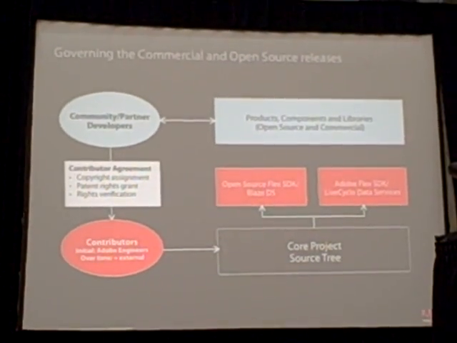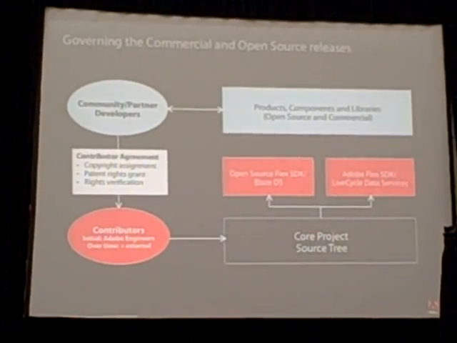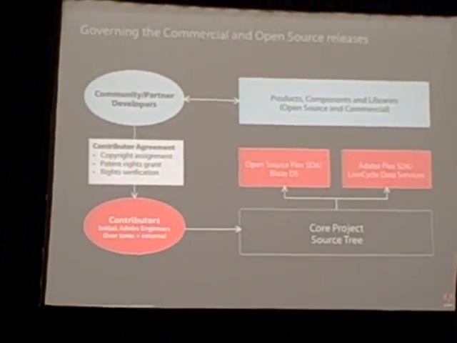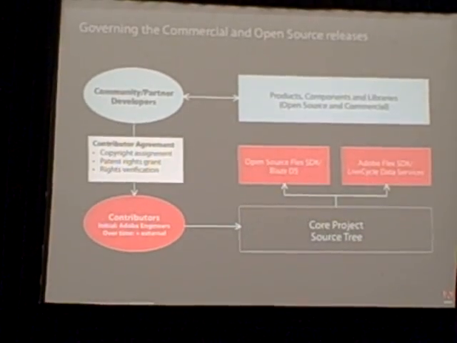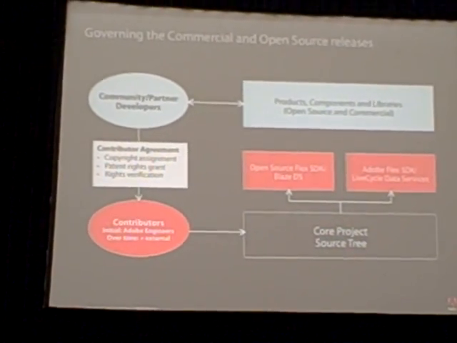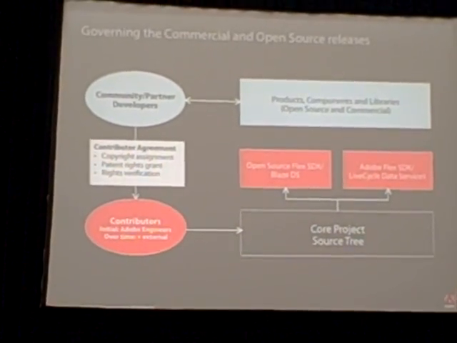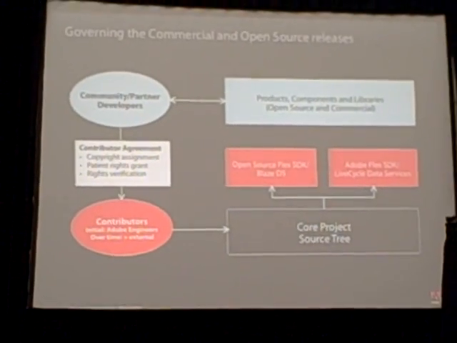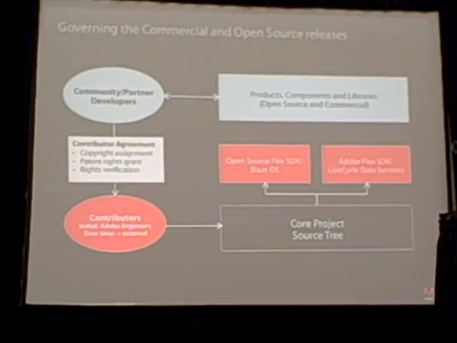And just the general model of how these open source projects are going to be governed. So you can see on the lower right we have the core source tree. That's obviously the core of the project. And then Adobe on the left, contributors, committers, those are the folks who are going to be checking code in. To start out, it's probably going to continue to remain Adobe engineers, but over time, we're going to add external committers. Committers meaning people who have full rights to submit into the source tree.